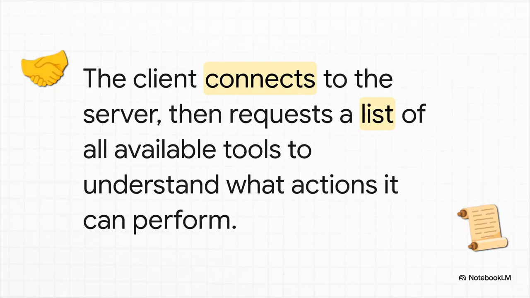So the dance begins. The AI client connects to the weather tool's server. That's our handshake. Right away, it asks, "Hello, what can you do?" This is the menu step. The server replies, and just like that, the AI now knows a new skill exists: get current weather. It has literally just learned how to do something new.